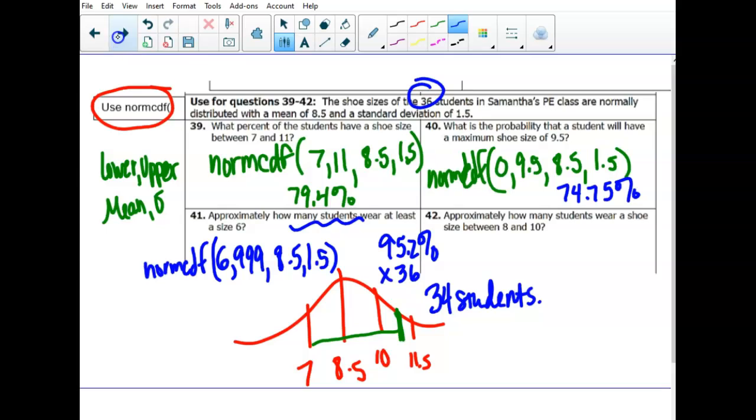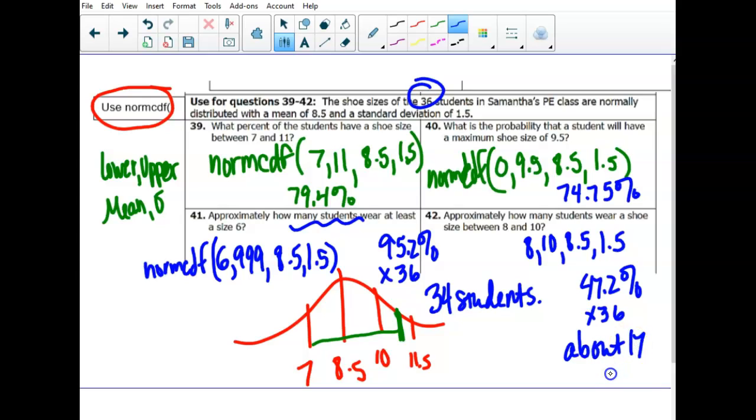Are we almost done? Oh, but that's the last question, right? Is this the last question? Okay, so between an 8 and a 10 would just be 8, 10, 8.5, and 1.5. So norm CDF, 8, 10, I got 47.2%. Of 36 students is about 17. Okay.